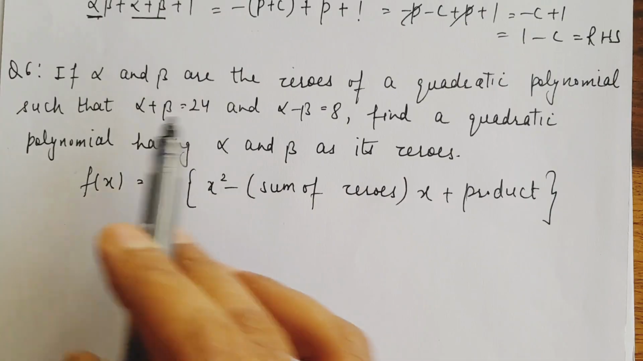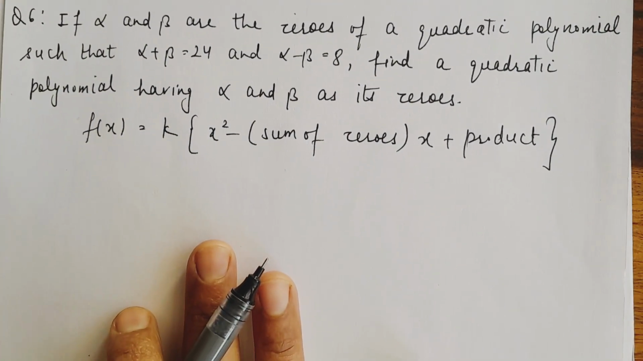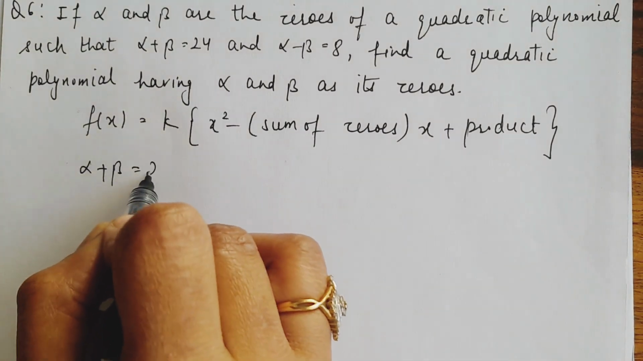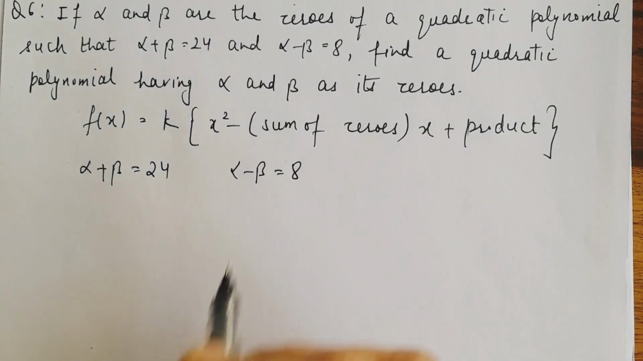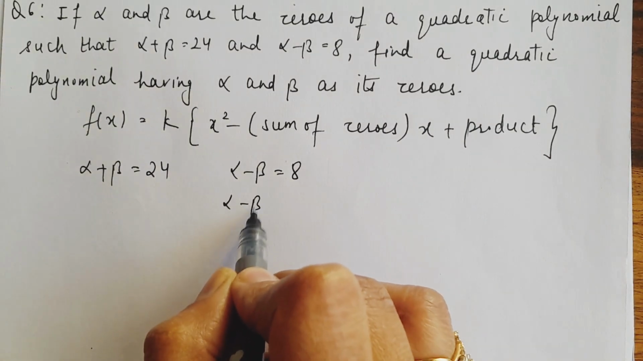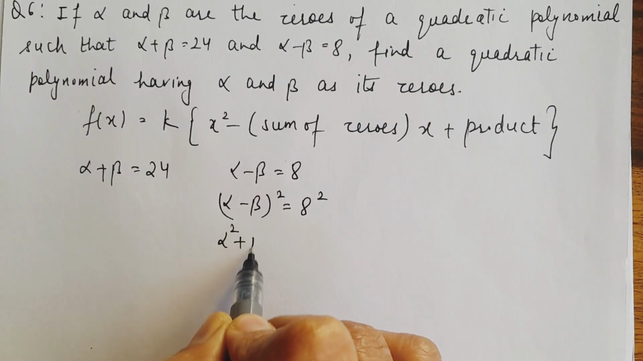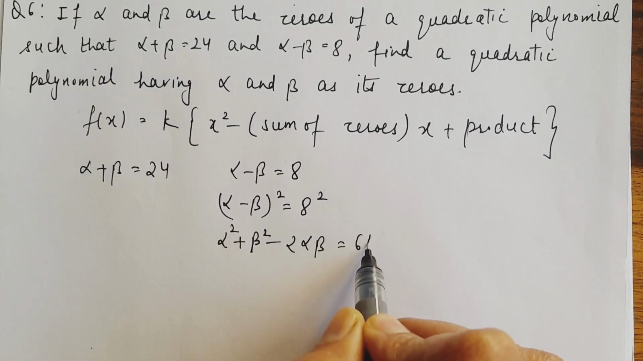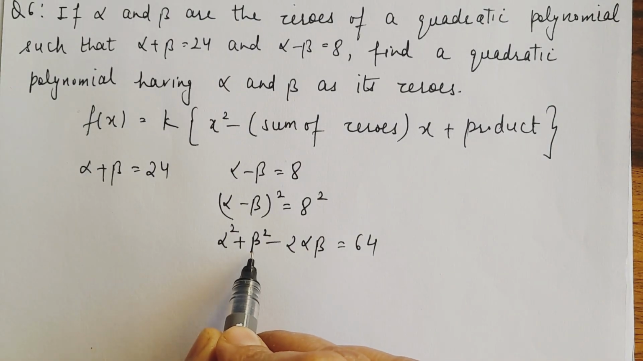ये हमारे पास कोई भी क्वाड्रेटिक पॉलिनोमियल बनाने का एक फॉर्मूला है। तो इसके लिए हमारे पास सम ऑफ ज़ीरोज़ तो गिवन है बट प्रोडक्ट ऑफ ज़ीरोज़ इज़ नॉट गिवन। पहले हमें उसको फाइंड आउट करना होगा बाय यूजिंग सम सुटेबल आइडेंटिटी. Sum of zeros is this, and difference of zeros is 8. Let's do the square on both sides of this. So you will get alpha square plus beta square minus 2 alpha beta, and 8 square is 64.